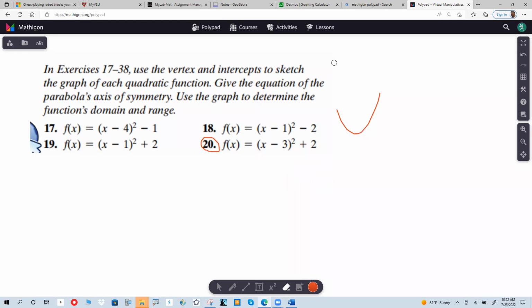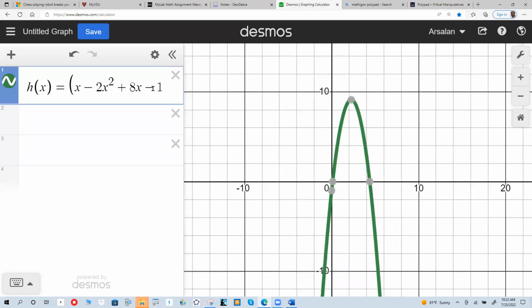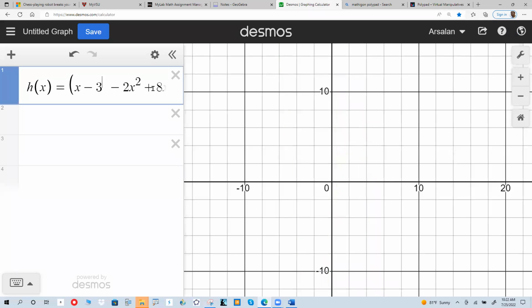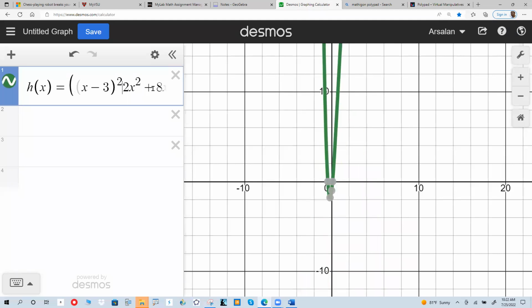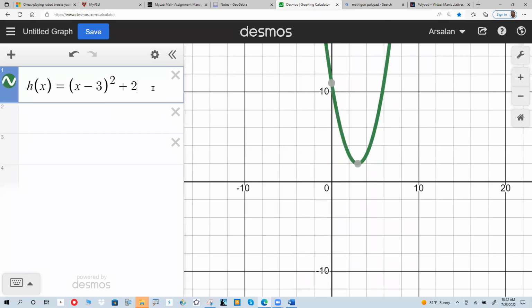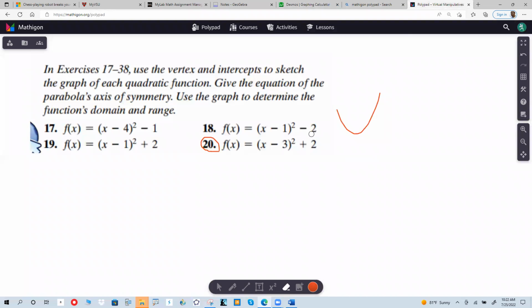All right, (x − 3)² + 2, go to Desmos. (x − 3)² + 2. Now everything looks fine. 3, 2, that's what we predicted. 3, 2, everything looks fine. What do they mean by this?